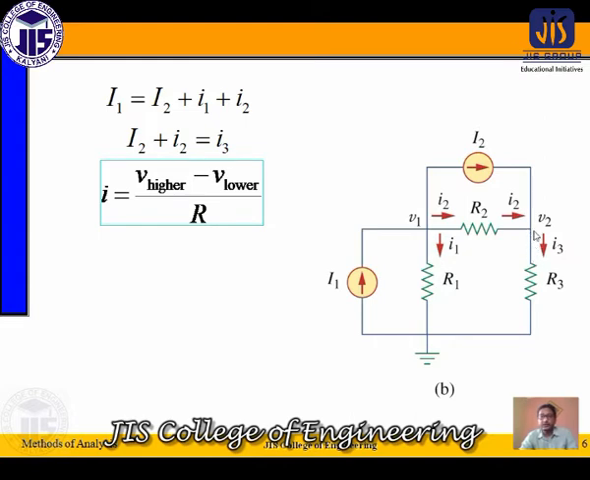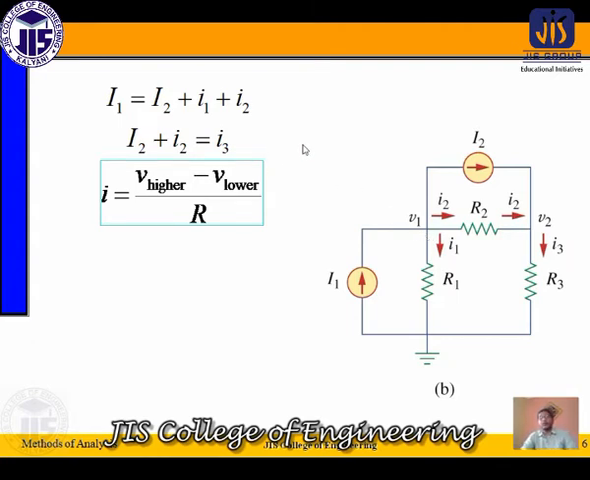Capital I2 and small I2 are the incoming current, and the outgoing current is small I3. So if we consider KCL, Kirchhoff's current law, then we can find that the summation of all incoming current, capital I2 plus small I2, is equal to the summation of all outgoing current, that means small I3. So that's written over here, capital I2 plus small I2 is equal to small I3. So the first equation is for node 1 and the second equation is for node 2.